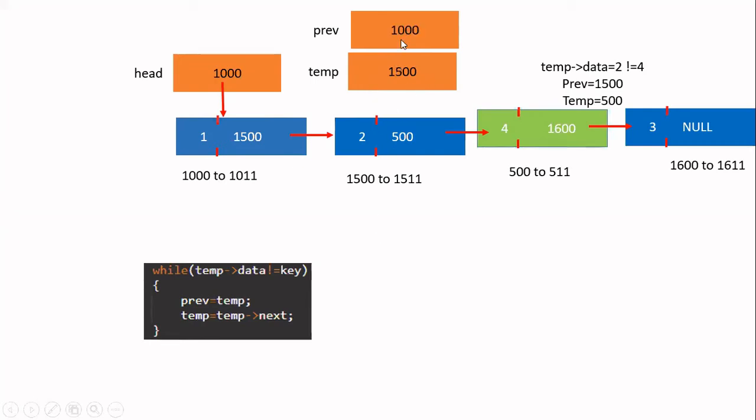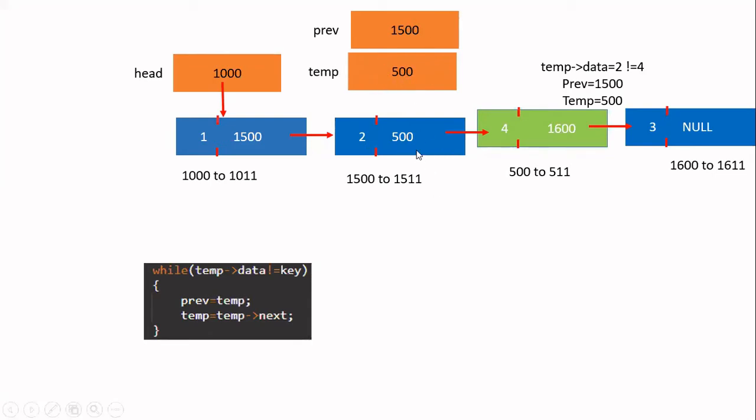After that is over, my diagram will be like this. Previous is having 1000, temp is having 1500. Now go to 1500 and check whether the data in that field is the value you want to delete. Data here is 2, but the value I want to delete is 4. It is not same. So whatever is in temp, 1500, I will move it to previous. Then whatever is in next of temp, I will put it in temp. That step is over. 1500 will be moved to previous and temp will have 500.